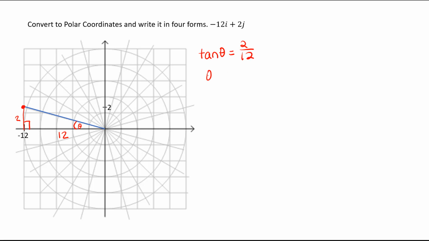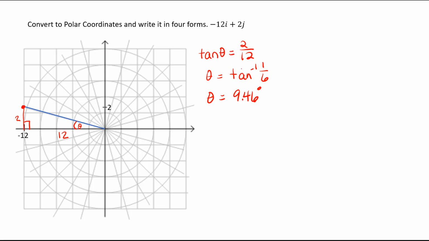So theta is going to equal the inverse tangent of 2/12 or 1/6, and we will punch that into our calculator. 1 divided by 6 equals, and then hit inverse tangent, and it gives us about 9.46 degrees for that angle. All right, but that is not the angle that will be in our answer.